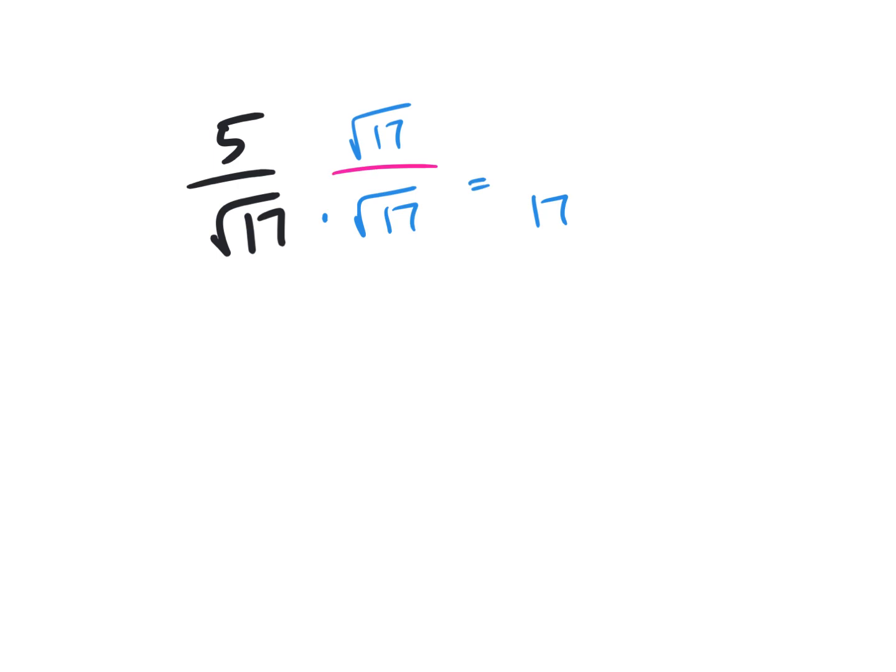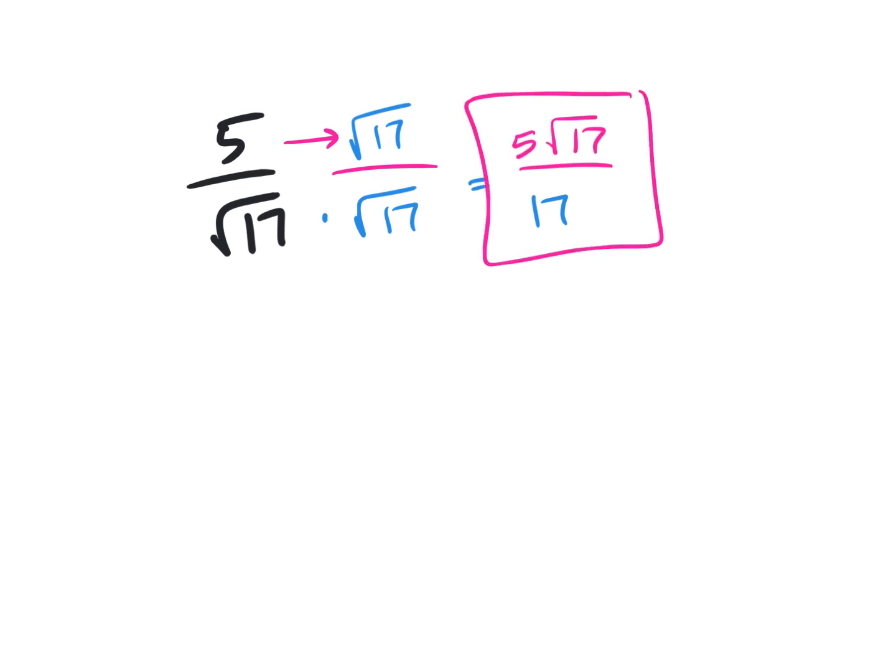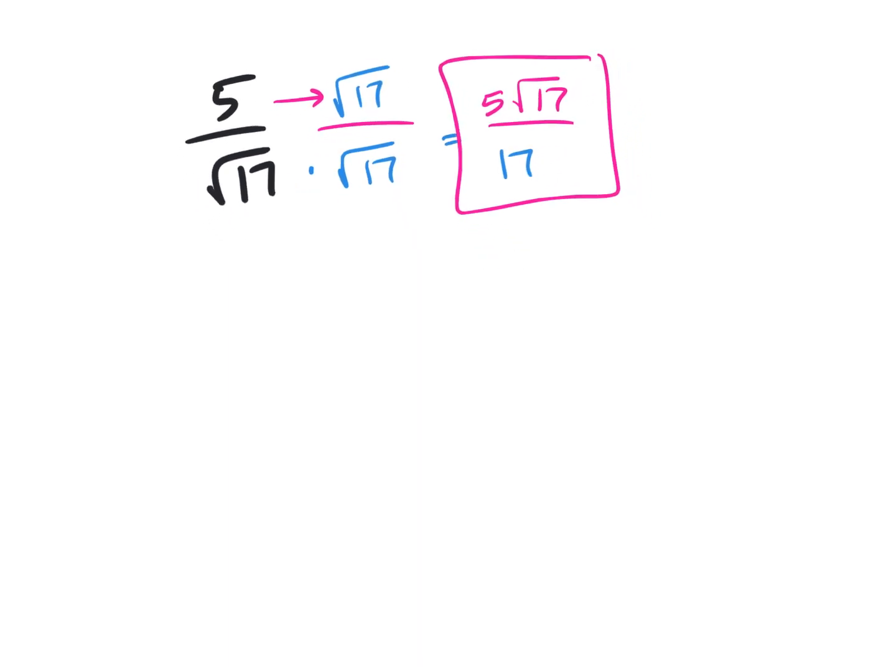What's any number over itself? What would this simplify to? Just 1. So I'm really multiplying this guy by 1. What would I get on top when I multiply by a root 17? 5 root 17 over 17. Can we cancel these guys out? No, because one guy's a root and one guy's not. Okay? So I do want us to practice something. I want you to write this on your board now. What if we got 6 over 2 root 5?